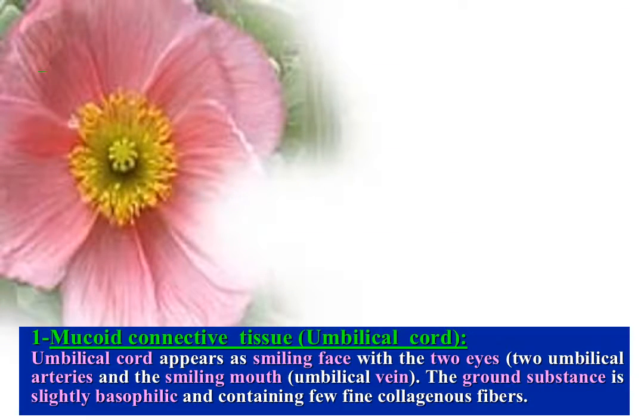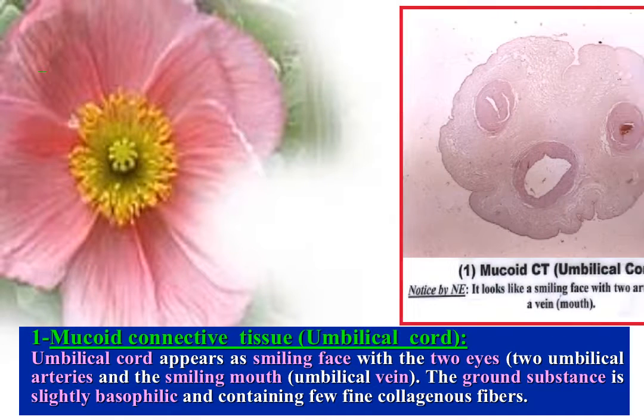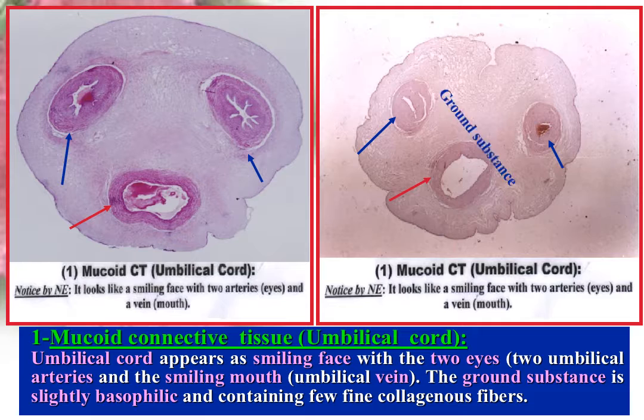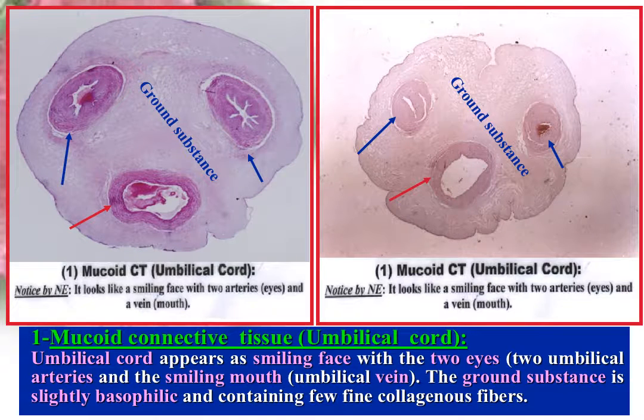Mucoid connective tissue consists of undifferentiated mesenchymal cells, fibroblasts, and thin collagenous fibers embedded in a large amount of ground substance. An example, the umbilical cord, appears as a smiling face with two eyes representing the two umbilical arteries and the smiling mouth, the umbilical vein. The ground substance is slightly basophilic.